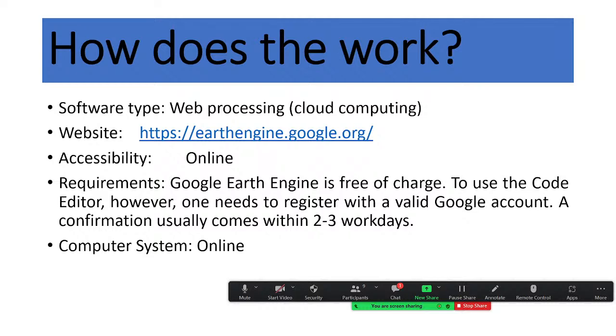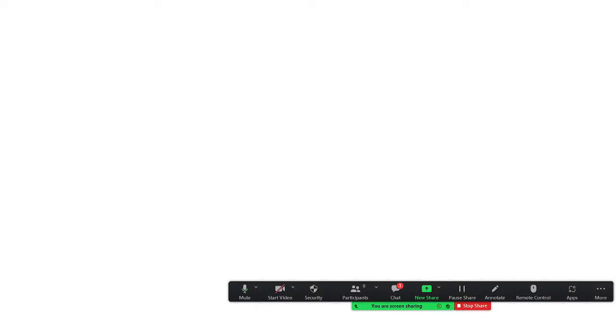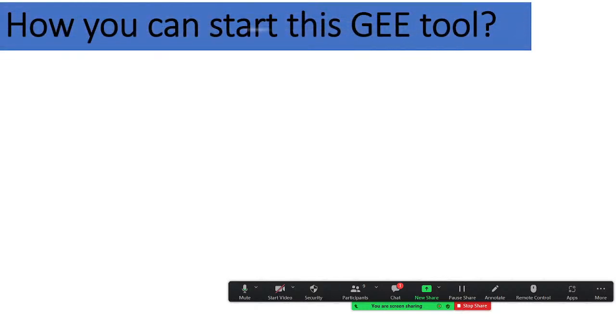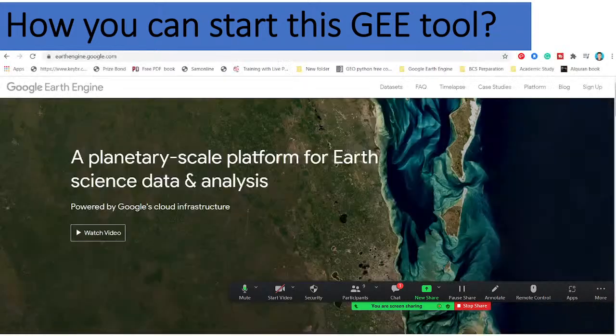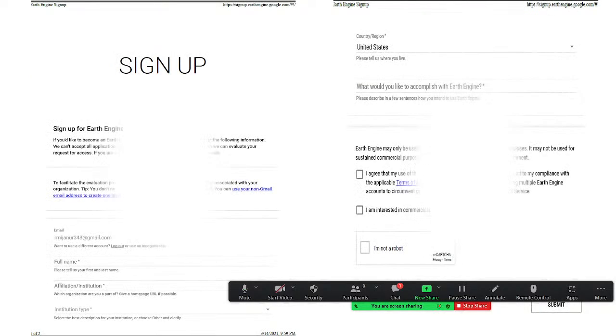Your computer system must be online when you work with the Google Earth Engine platform. The scope is image processing and visualization, and it mainly works with vector and raster data. How you can start this tool, I already sent you this video tutorial on how to register easily. Since you have already completed all of it, I skip this part.